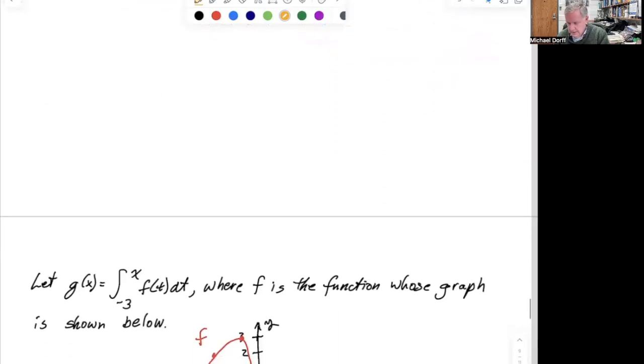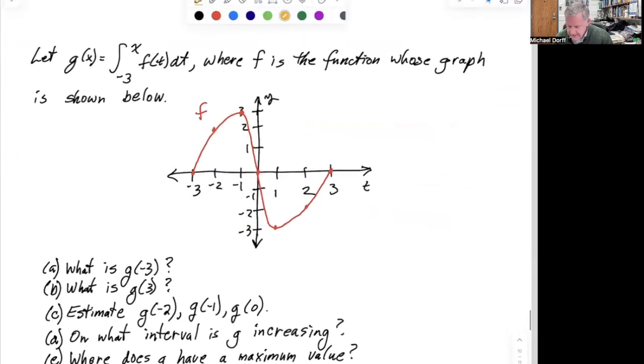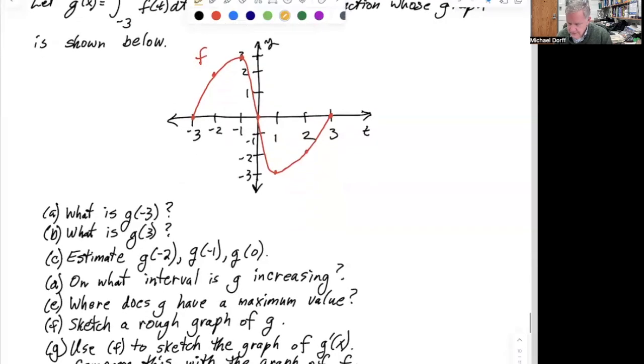All right, so let's discuss that in terms of this. I'm going to let g of x equal this integral from -3 to x, where f is this red function whose graph is shown below. So let's deal with some questions here.